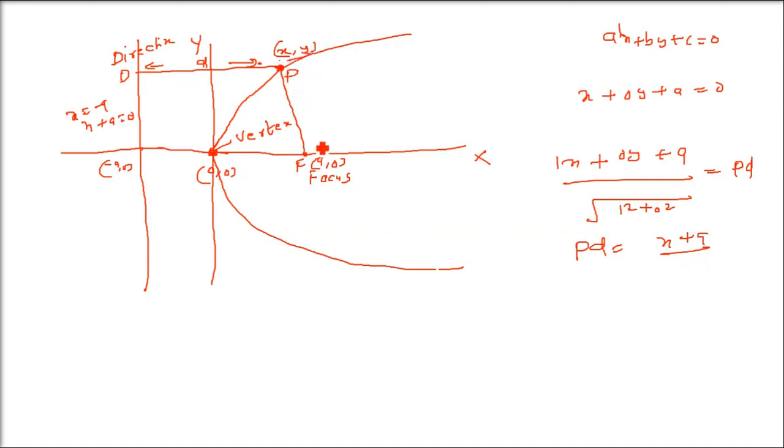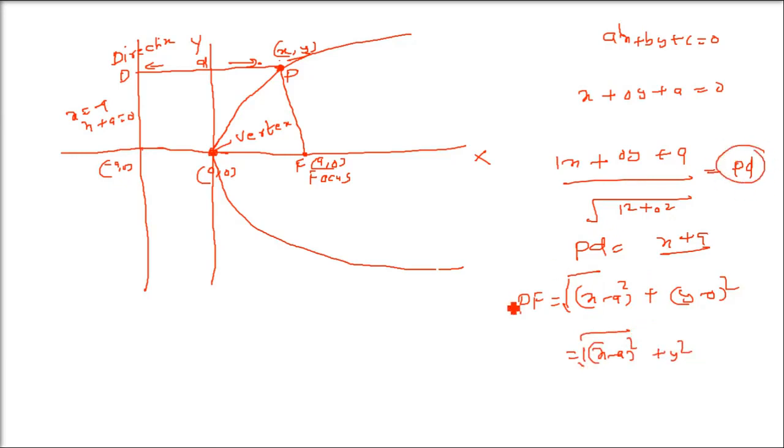Now let us find out PF. We'll use the distance formula, as 2 points are there. What will be PF or FP? Square root of x minus a whole square plus y minus 0 whole square. So this will be the square root of x minus a whole square plus y square. And PD and PF are equal for a parabola. So PD and PF, just equate them.